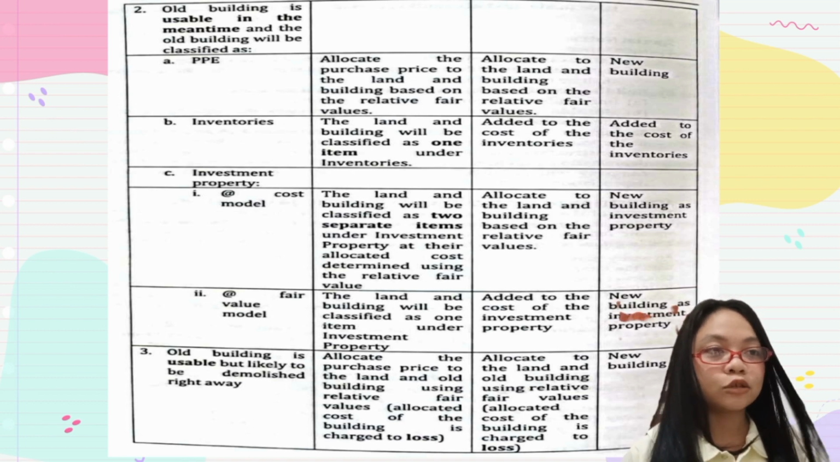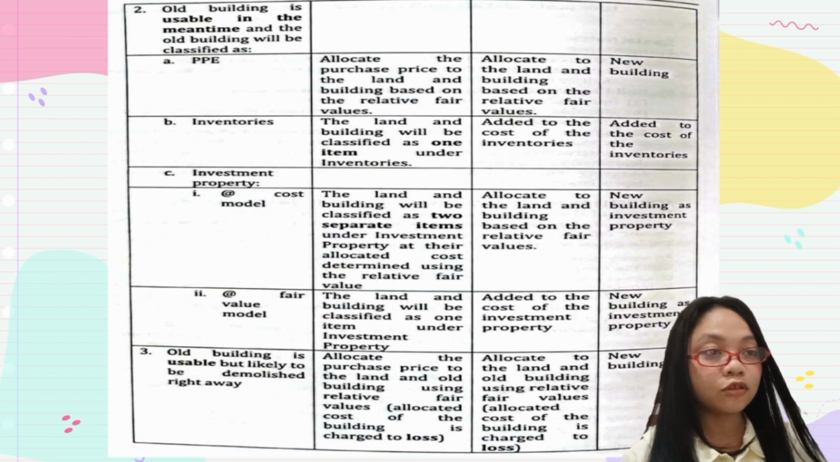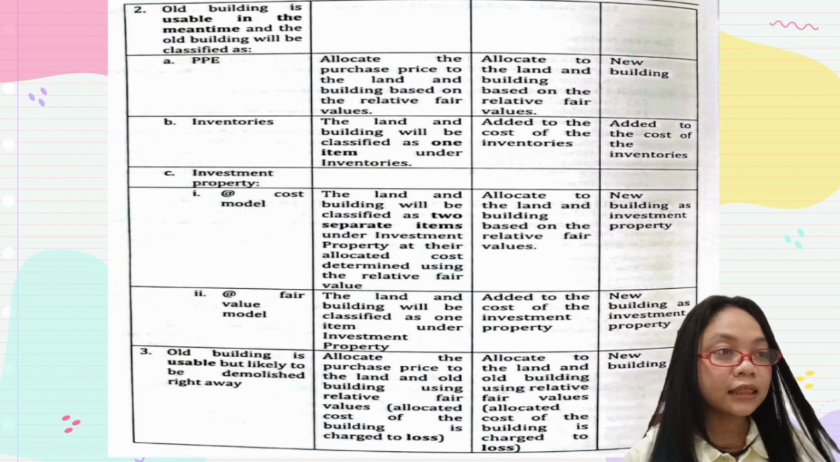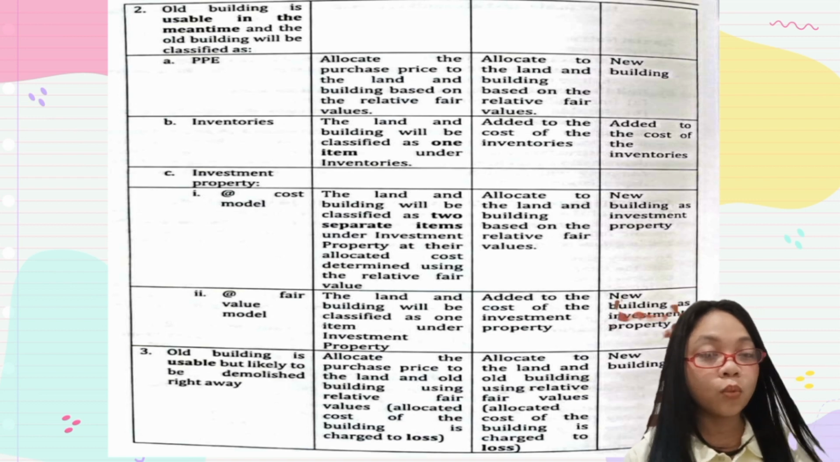Next, if the old building is usable in the meantime and is classified as inventories, ang treatment sa purchase price would be the land and the building would be classified as one or grouped together under inventories. And then the treatment of other costs would be, it would be added to the total cost of the land and the building na gi-classified nato as inventories. And in the same way, the demolition cost would also be added to the total cost of land and building of the old building that we considered as inventories.